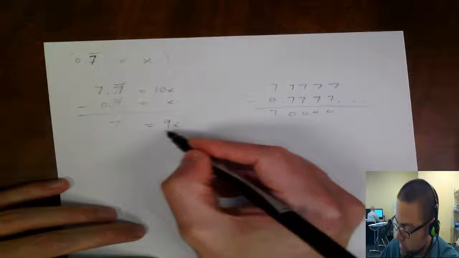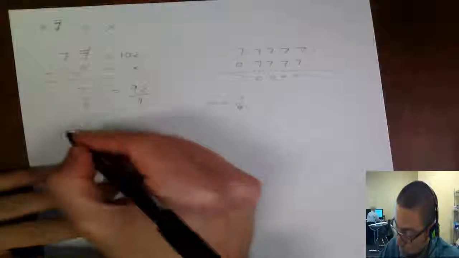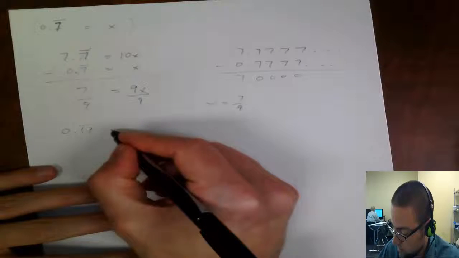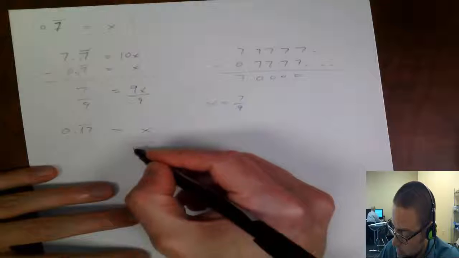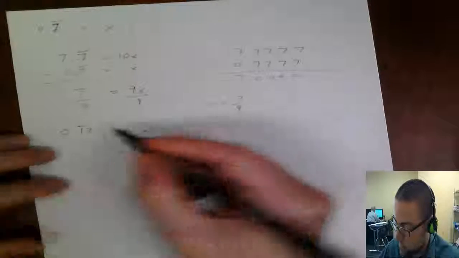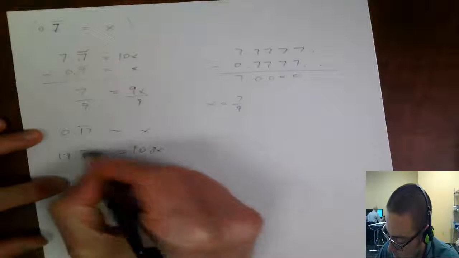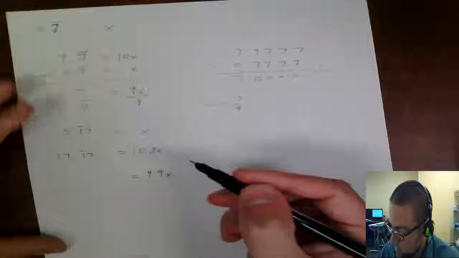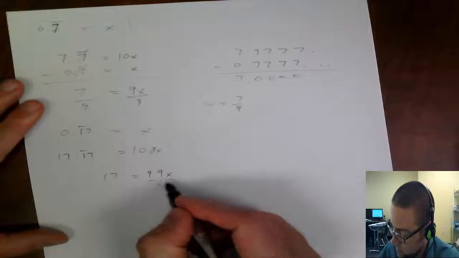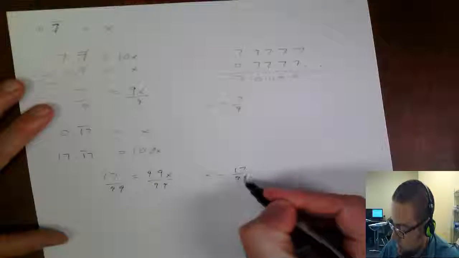And then to find out what x is, I just divide both sides by 9. So I get x equals 7/9. Okay, so that's the way you would do that. If I wanted to do 0.17 repeating, now it has two decimals that are repeating, so I multiply by 100. So I get 100x equals, and I move the decimal place over 2. So it's 17.17 repeating. And I subtract the two equations, and I get 99x equals 17. And then I divide both sides by 99, and I get x is 17/99.